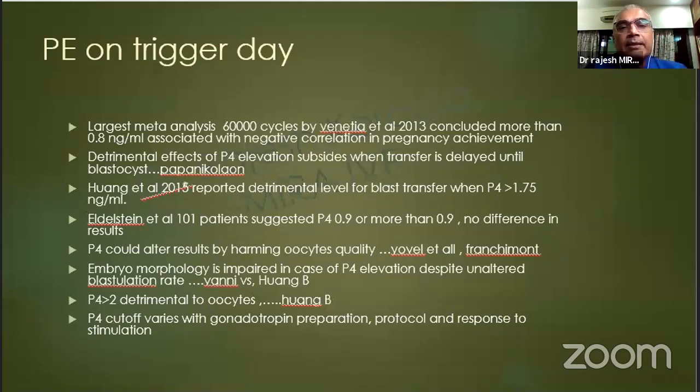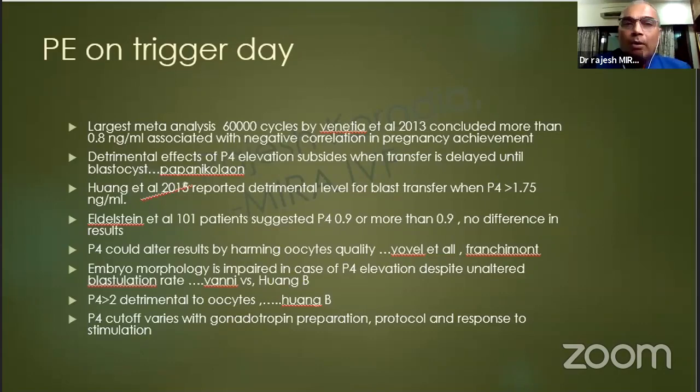The researcher Eldestin, in 101 patients, suggested that below 0.9 or above 0.9 there was no difference in the result. So 0.9 or more is detrimental. The P4 could alter results by harming oocyte quality. And what is that level? When it was more than 2. When the P4 is more than 2, it affects the oocyte quality.